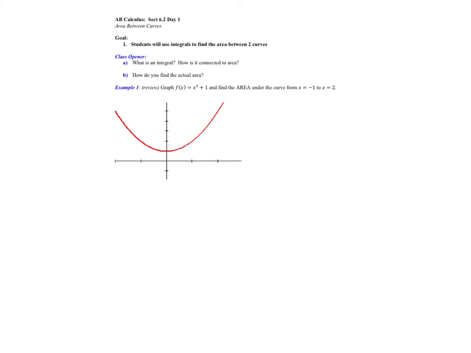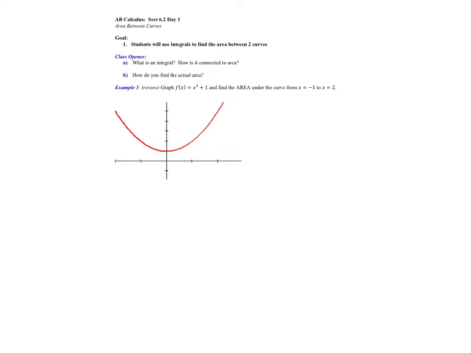Hey everybody, this is AB Calc section 6.2, day number 1. We're going to talk about area between curves. Your goal for today is to be able to use integrals to find the area between two curves.